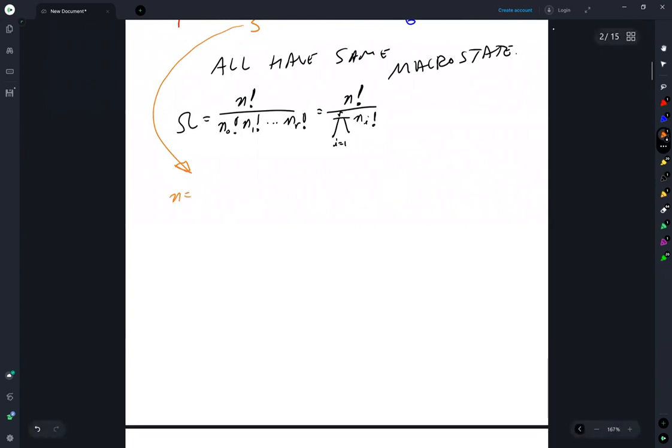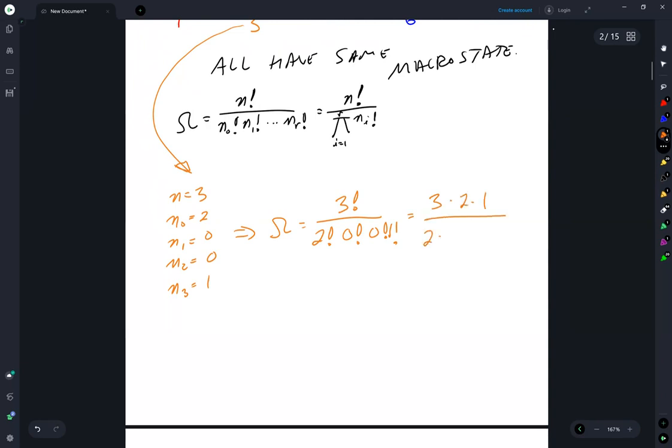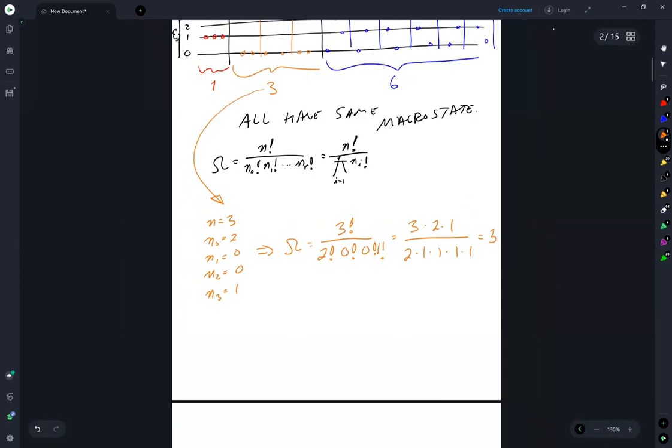Then n is equal to 3, and n0 is equal to 2, n1 is equal to 0, n2 is equal to 0, and n3 is equal to 1. Which means omega is equal to 3 factorial over 2 factorial, 0 factorial, 0 factorial, 1 factorial, is equal to 3 times 2 times 1 over 2 times 1 times 1 times 1 times 1, is equal to 3. And that is what we observe.